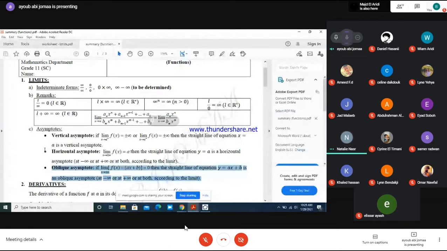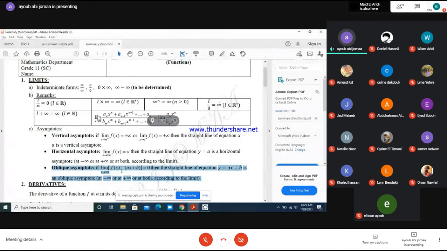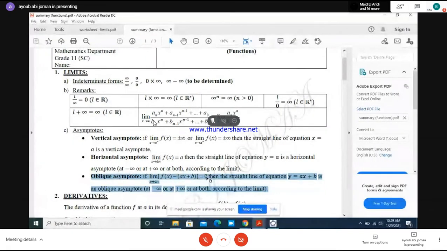Still in the summary. Same summary. We explained the vertical, the horizontal, not the oblique. If the limit of f of x minus ax plus b, where a and b of course are real numbers, is equal to 0, always 0, then the straight line of equation y equals ax plus b is an oblique asymptote. And the same idea as I said here for the horizontal asymptote.